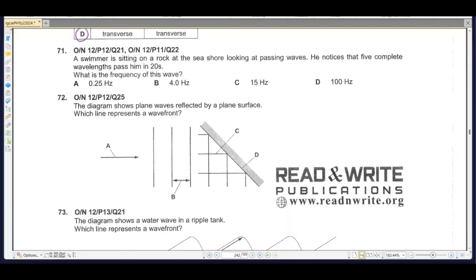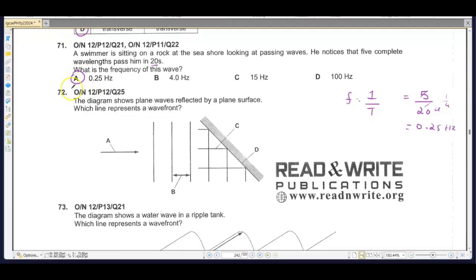Question number 71. A swimmer is sitting on a rock at the seashore looking at passing waves. He notices that 5 complete wavelengths pass him in 20 seconds. What is the frequency of the wave? Frequency is the number of waves passing through a certain point per second. We have 5 complete wavelengths passing in 20 seconds, so this is going to be 0.25 hertz. 5 over 20, yes, 1/4 is 0.25. So A is going to be the correct option.